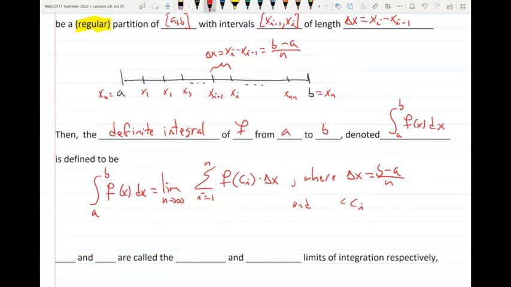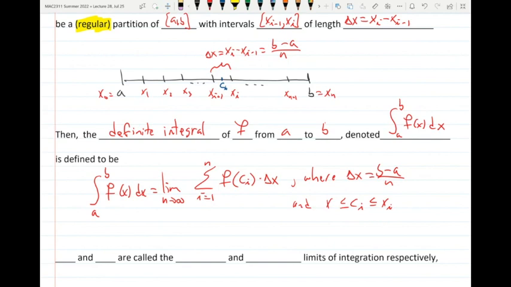Okay? So ci is just some point inside the ith interval. So for example, think of ci to be something in here. Anyways, when that interval gets small, they all collide with each other. In particular, you could take it to be xi or x(i-1) or whatever you want, as long as it is in the interval.